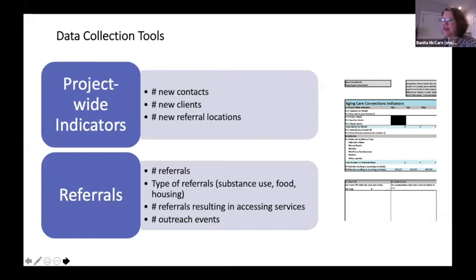In the first year, with vital input from CHWs and supervisors, we created a data collection tool to track the project-wide indicators and referrals. So over here on the right side of the screen, you can see our data collection tool. This data collection tool collects quantitative data, while we also are incorporating qualitative data collection via interviews with community stakeholders, CHWs, and clients in year 3 of the project.